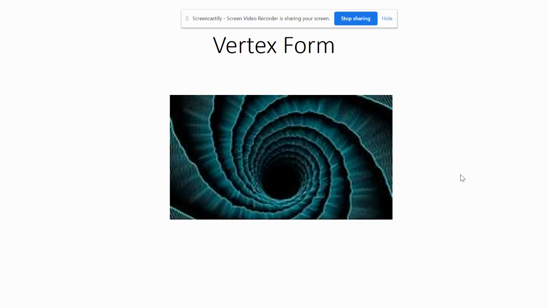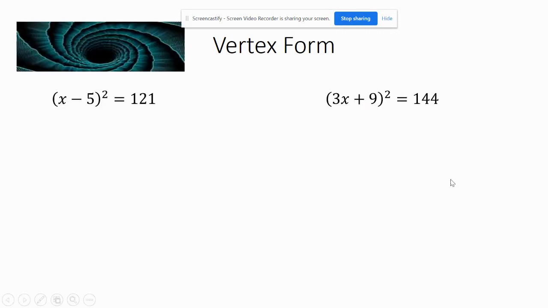Vertex form. We're going to solve it in vertex form, not vortex form. And by that, this means in a sense that it's kind of like completing the square type of a thing. We have the quantity x minus 5 squared equals 121. So here, because this x minus 5 is in parentheses, I'm not going to add 5 first. I need to get rid of the squared first.